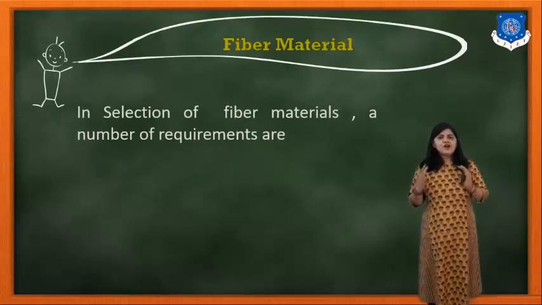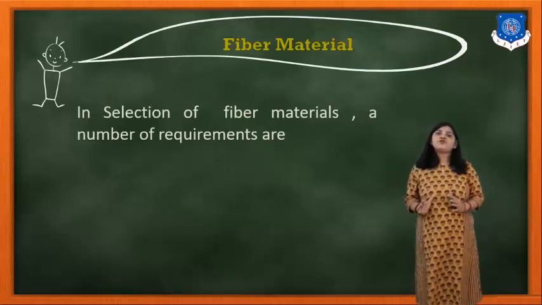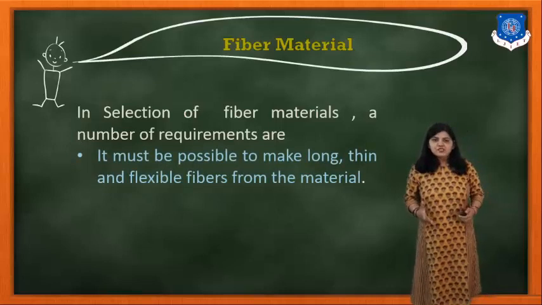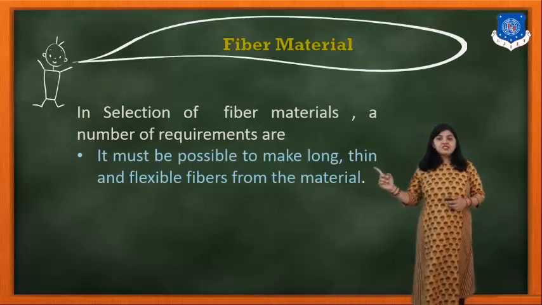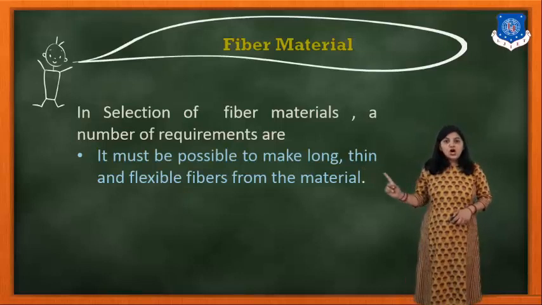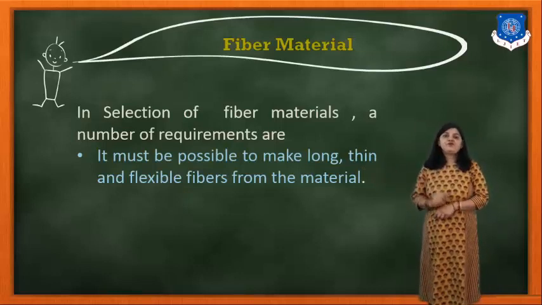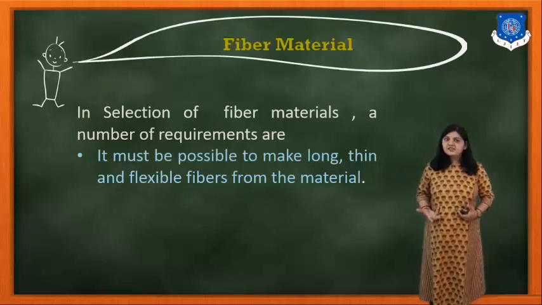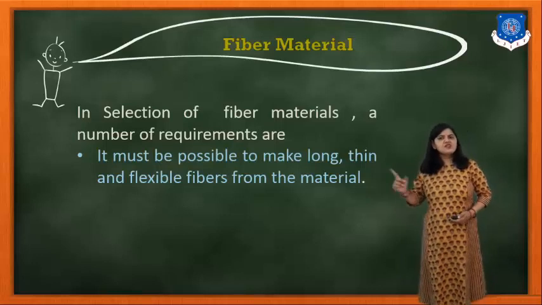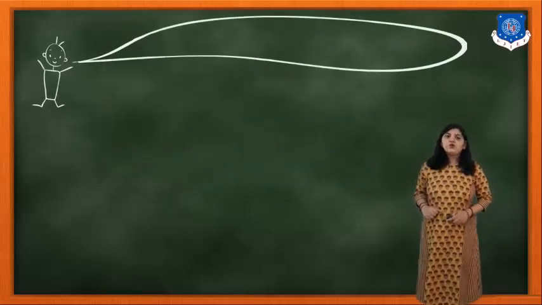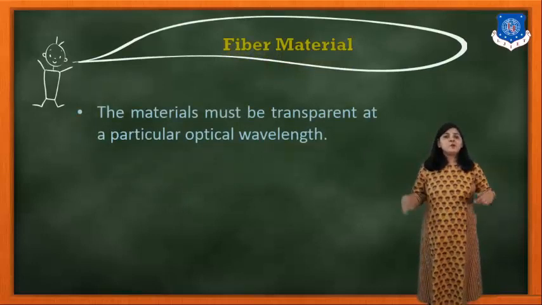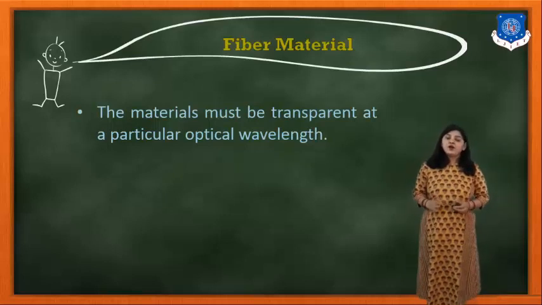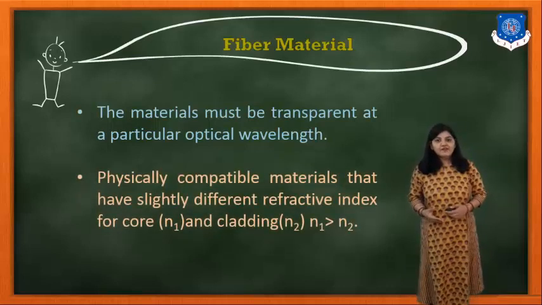Now, in the selection of the fiber material, a number of requirements are there. The first requirement is that it must be possible to make long, thin and flexible fibers from the material. If the material doesn't have such kind of characteristics, then we can't make it. So this is requirement number 1 to make the fiber from the fiber material. The material must be transparent at the particular optical wavelength.